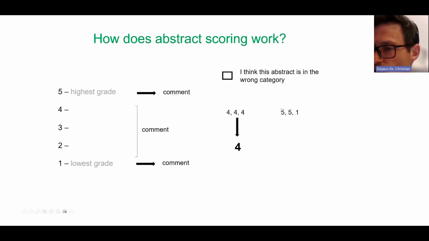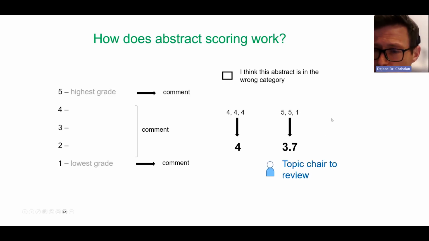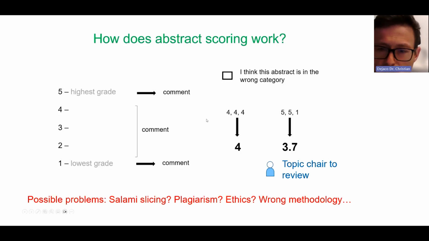But if the situation was that there was a wide discordancy, then the mean would not be so far away from the other one. However, there's this scoring of 1, which is disturbing a little bit. And then, of course, we need the comment from the reviewer giving the 1, but also the comments from the other two reviewers who gave a 5. Then the topic chair will review the abstract, read the comments from the reviewers, and make a final decision. Because there might be some problems that the other 2 reviewers probably have not noticed, like salami slicing.